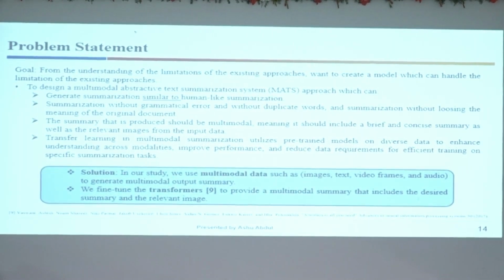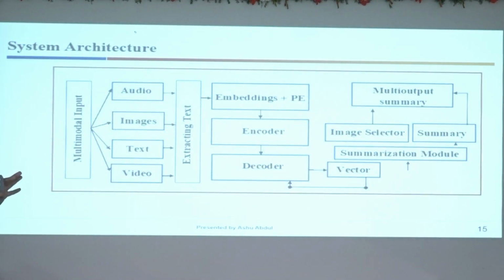So basically this is the problem statement. We need a system which is multimodal, and which also contains a transfer learning mechanism. To that end, we are presenting a model to you. This is our model. Basically, we take a multimodal input, which consists of audio, video, text and images. We convert them into embeddings, extract particular features, and these feature embeddings, along with the positional embeddings, we give to the encoder.